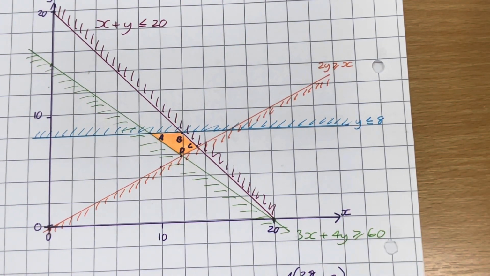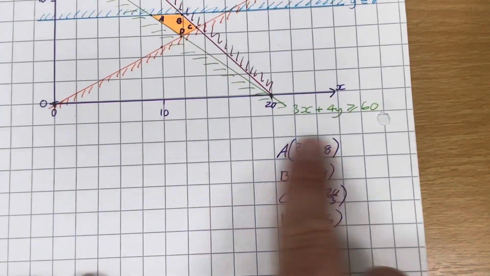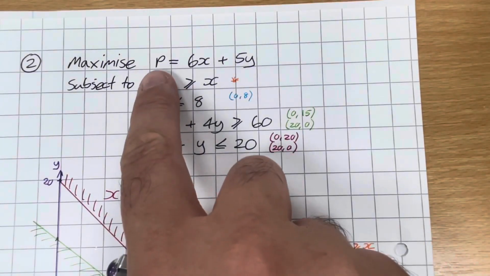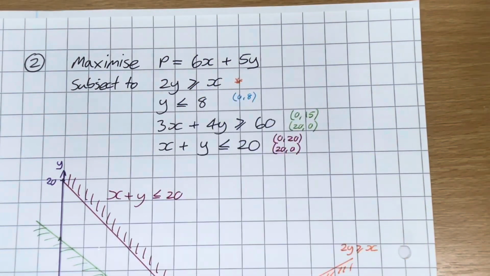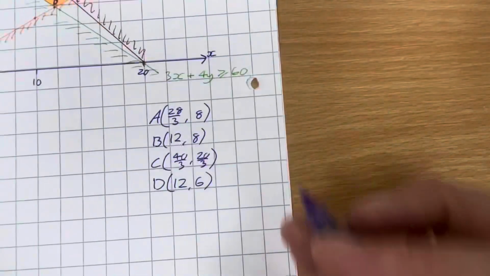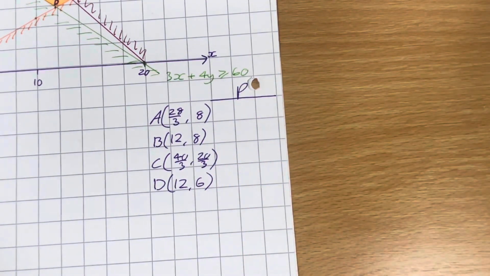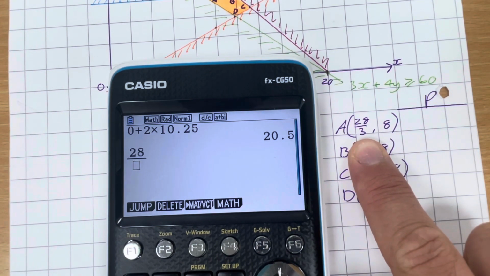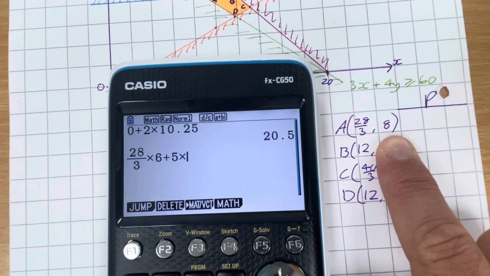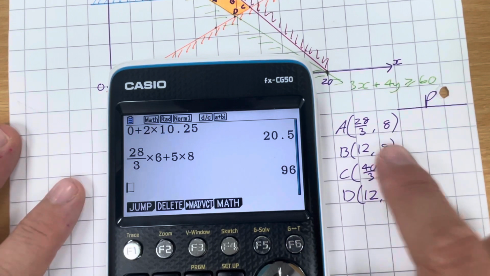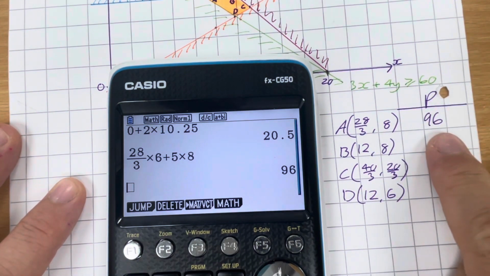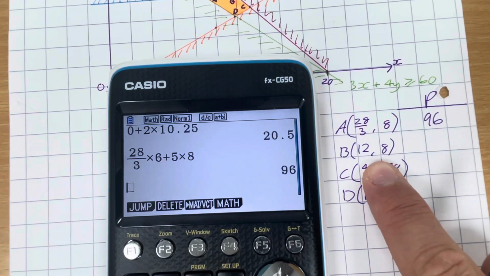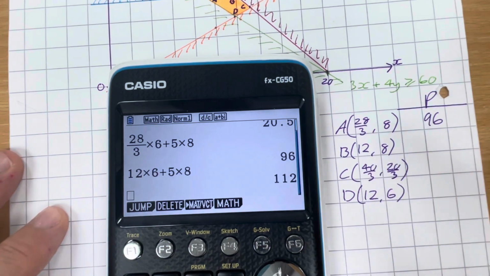Okay, now at this point, I take these 4 points, which I've extracted from the graph, and I'm going to run them through my objective function, which is p equals 6x plus 5y, and then I'm going to choose the biggest value of p. Okay, so at A, so 6x plus 5y, we're going to do 28/3 times 6 plus 5 times 8. So the value of p at the point A is 96. And repeat that process now for the other 3 points. So 12 times 6 plus 5 times 8 is 112.